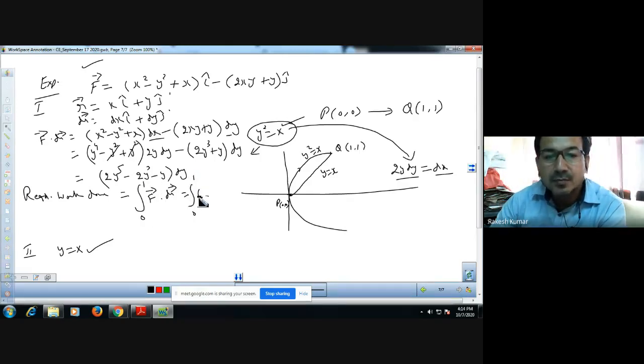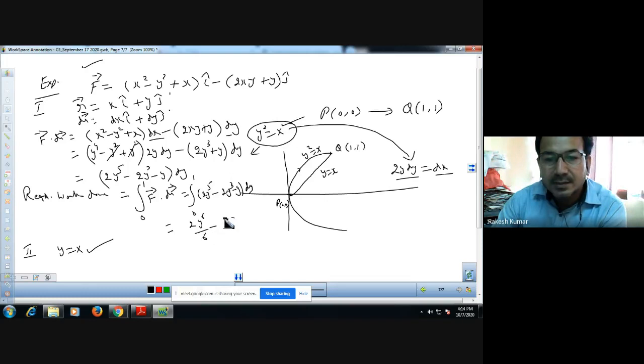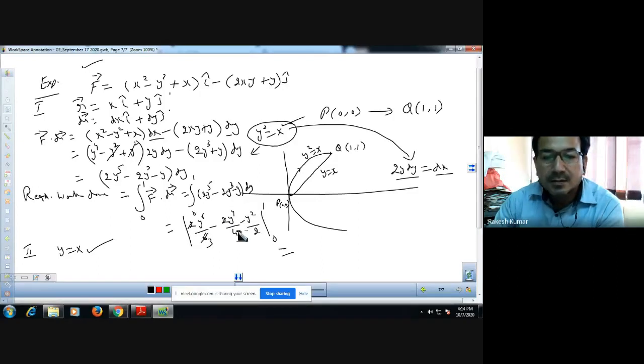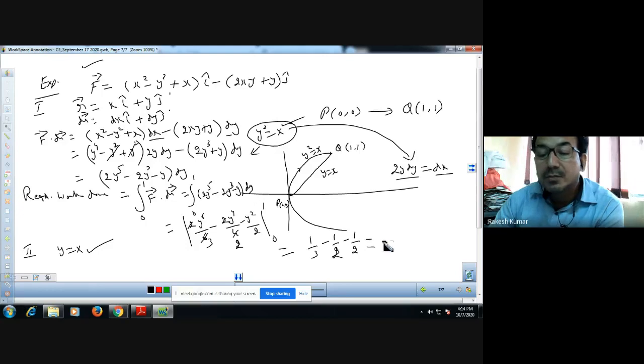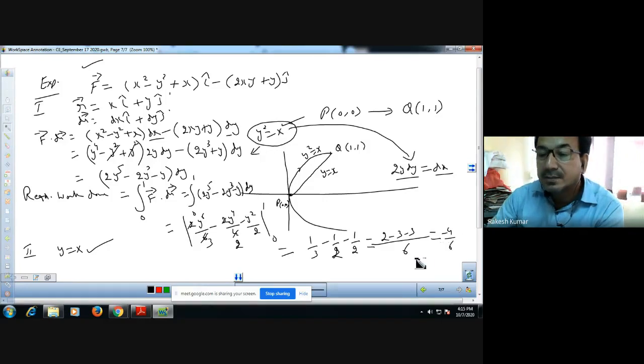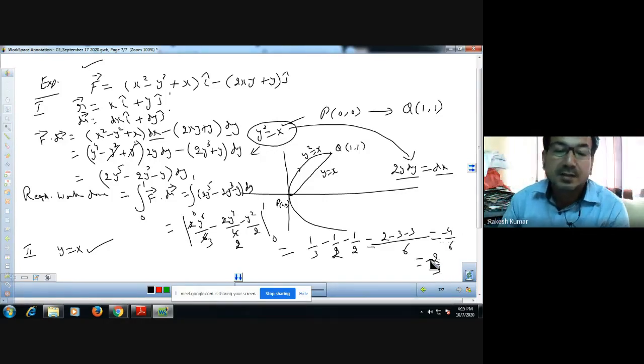Now within the limits of 0 to 1, the integral of (2y to the power 5 minus 2y cube minus y) dy. So you can integrate it, which is 2y to the power 6 upon 6, minus 2y to the power 4 upon 4, minus y square upon 2, within the limits 0 to 1. Now you can substitute the limits and you will get 1 by 3 minus 1 by 2 minus 1 by 2. And now this will be your value and you can take the LCM, this is 6, the sum of 2 minus 3 minus 3, that will be minus 4 by 6 and that will be minus 2 by 3. So this is the work done.